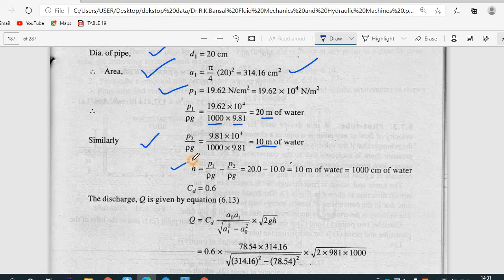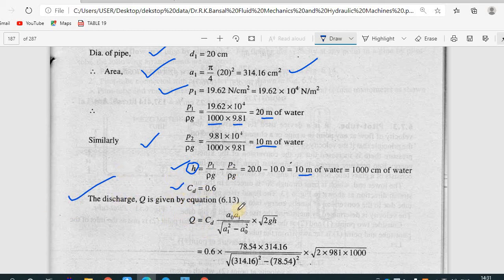After this, from here we can calculate the head value, which is the difference of pressure. So P1 by rho g minus P2 by rho g. So 20 minus 10, that will give you 10 meter. So this is the difference of head. So we have got the difference of head, and we have got the coefficient of discharge as 0.6. Now we'll put all these values in the formula for the orifice meter.